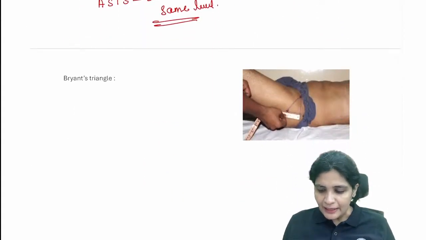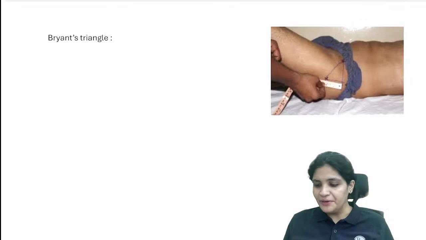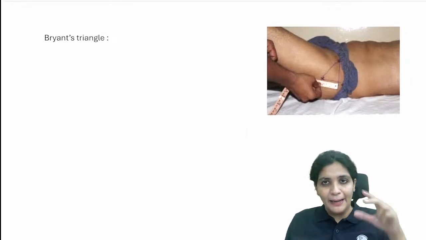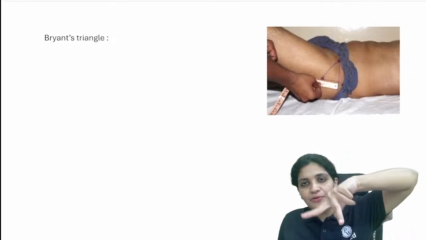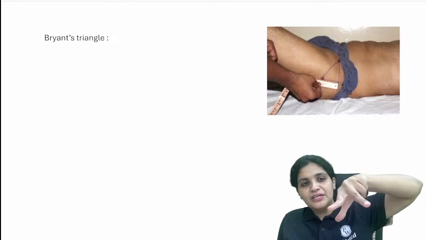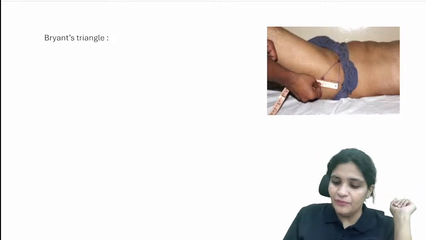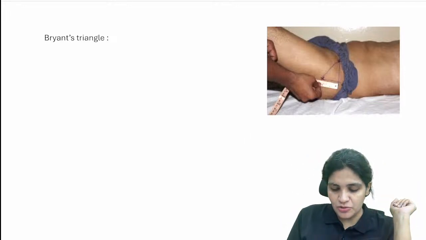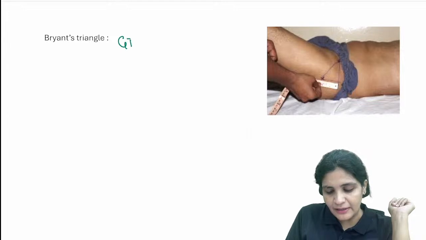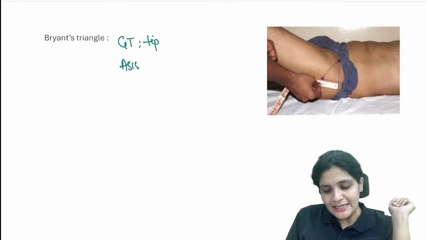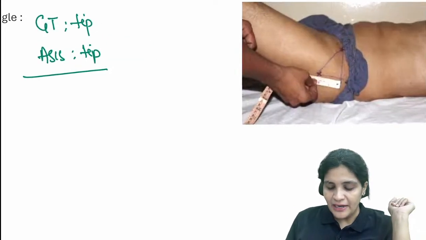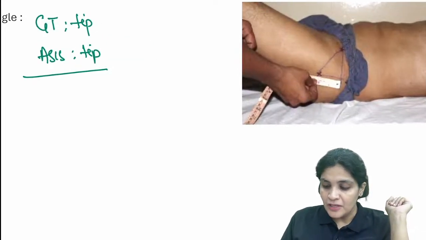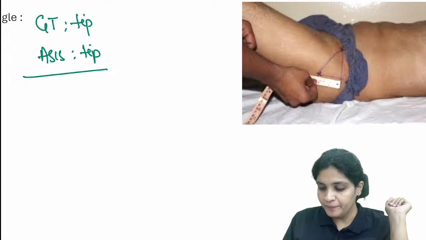Yes. Then comes again the measurement of the Bryan's triangle. We have done the palpation method of Bryan's triangle, where we put three fingers to length, right? And here we use direct tape measurement. Now you mark the greater trochanter, that is the tip, and then you mark the ASIS, again the tip, and then you measure it. So Bryan's triangle is this. This is your ASIS and this is your GT, right?